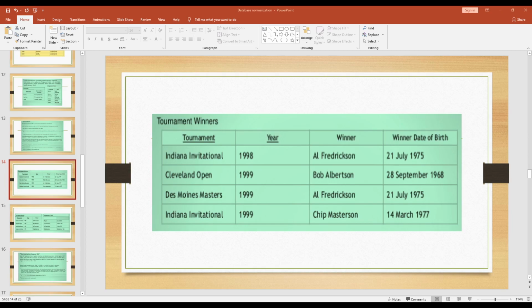An example of a second normal form table that fails to meet the requirements of third normal form is tournament winners. The first column is named tournament. The first row is Indiana Invitational. The second is Cleveland Open. The third is Des Moines Masters. The fourth is Indiana Invitational.